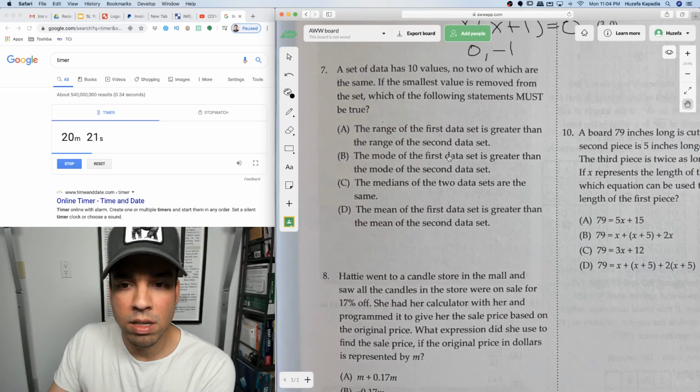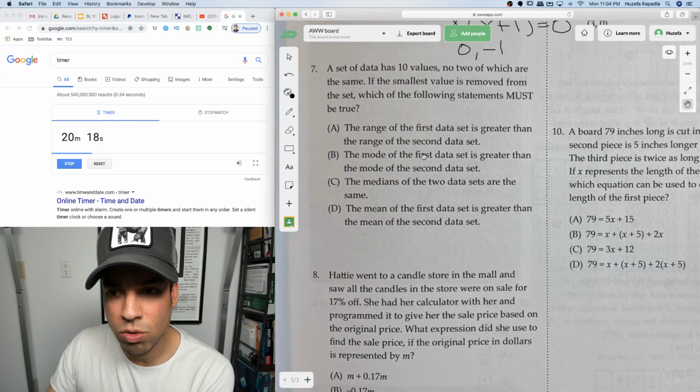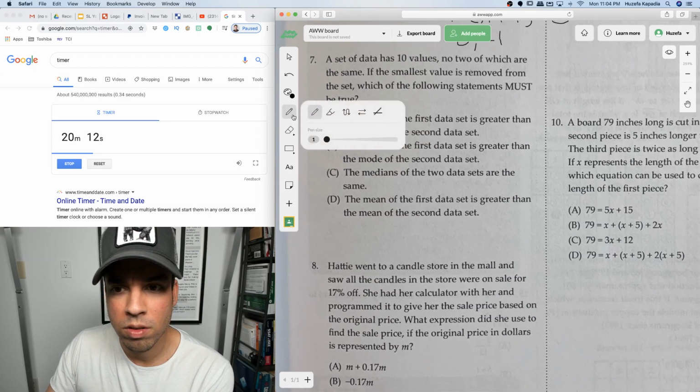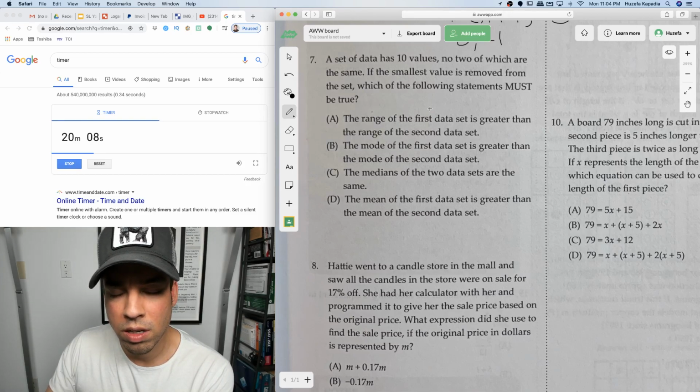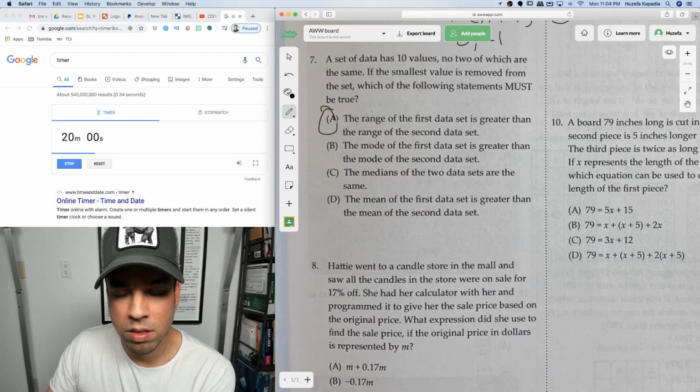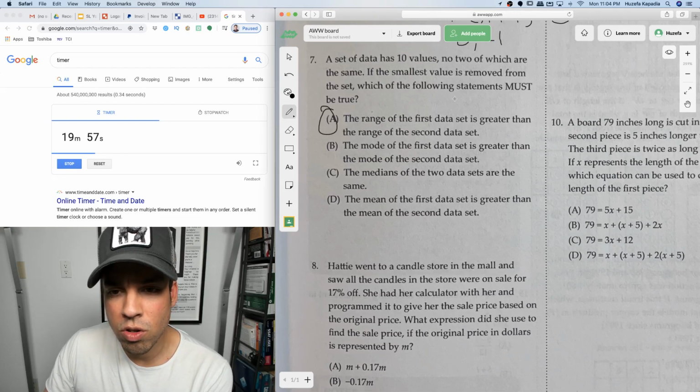Number 7, a set of data points. This data has 10 values, no 2 of which are the same. If the smallest value is removed from the set, which of the following statements must be true? Smallest value is removed from the set. That means the range has to get smaller. Wait, what? Yeah, it's this, because there's no 2 the same. If you remove the smallest, the range is going to get smaller.